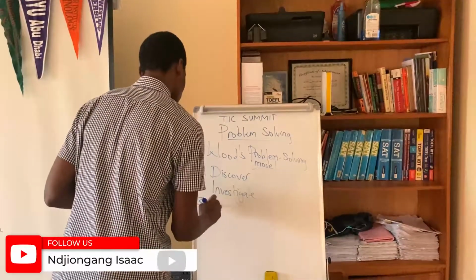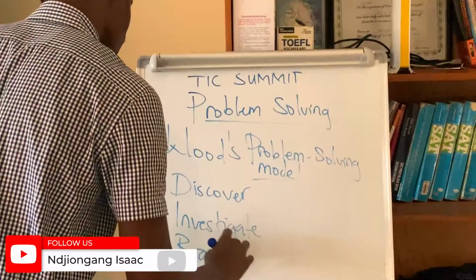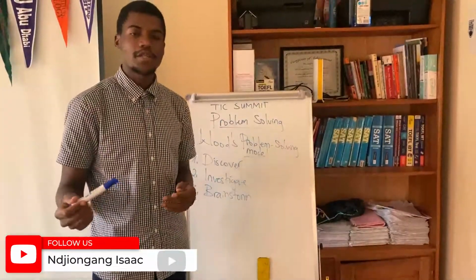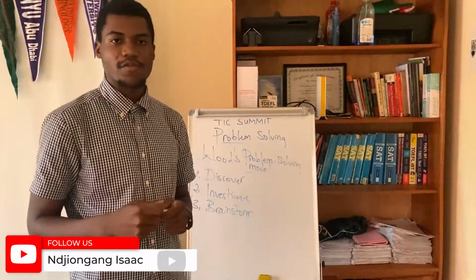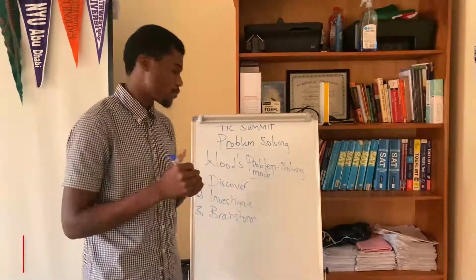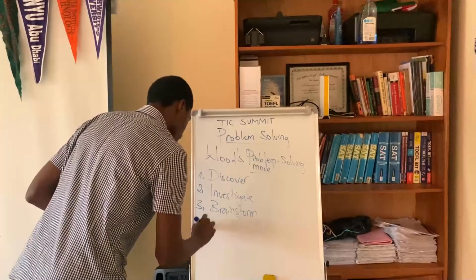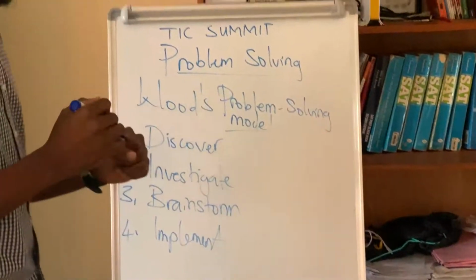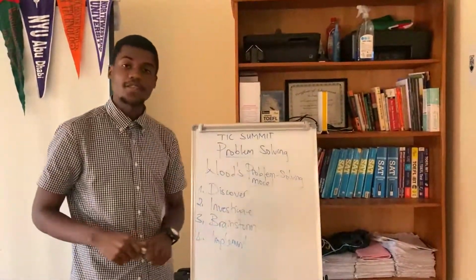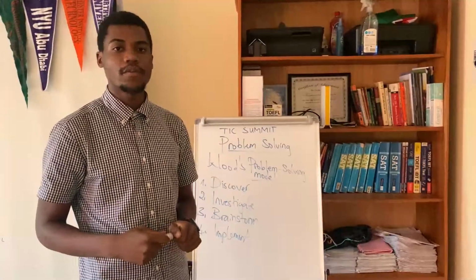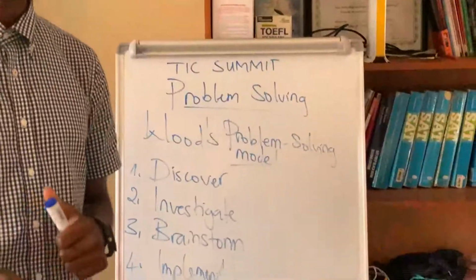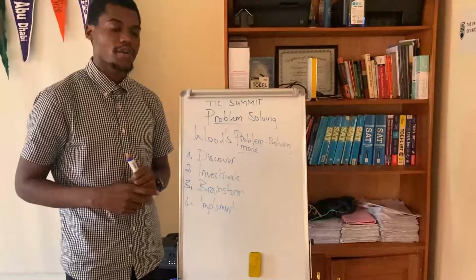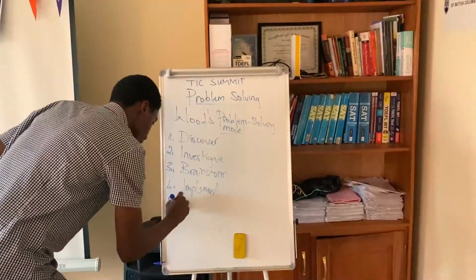The third stage is brainstorm. At this stage, you think about all the possible alternatives which you have in order to solve the problem you have identified. The fourth step is implement. After you have brainstormed and found as many alternatives as possible, you now choose the one best alternative which could solve the problem you have identified. And the last stage is the review stage.